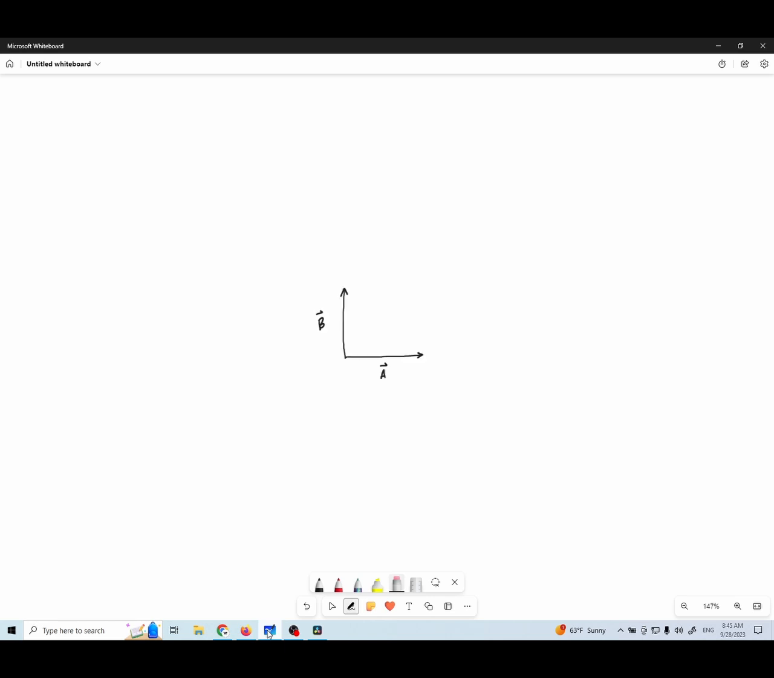Then, in a head-to-tail operation, we will move a vector so that the head of one vector meets the tail of the other. We will then draw a line from the beginning to the end, and that will be the resultant vector.